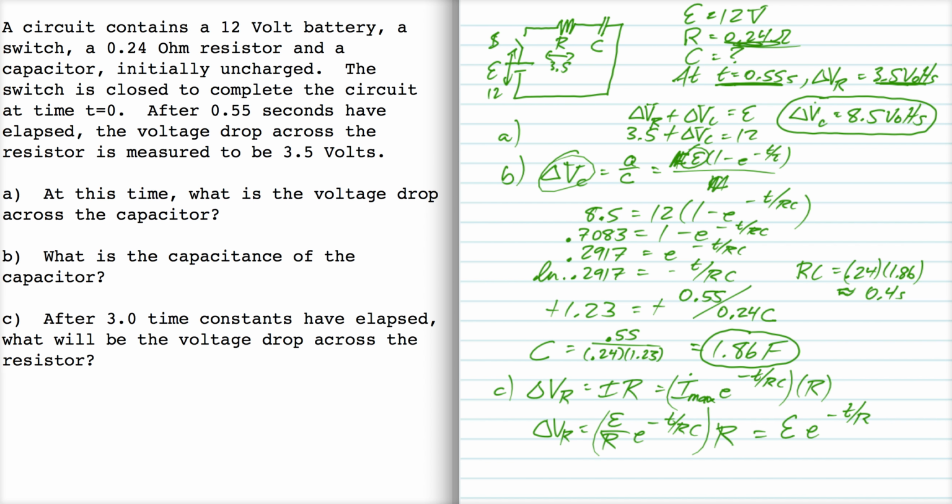minus t over RC. Now, after 3 time constants have passed, that means that t is 3 tau. And so this is just 12 times e to the minus 3, which is 0.60 volts. That's it.